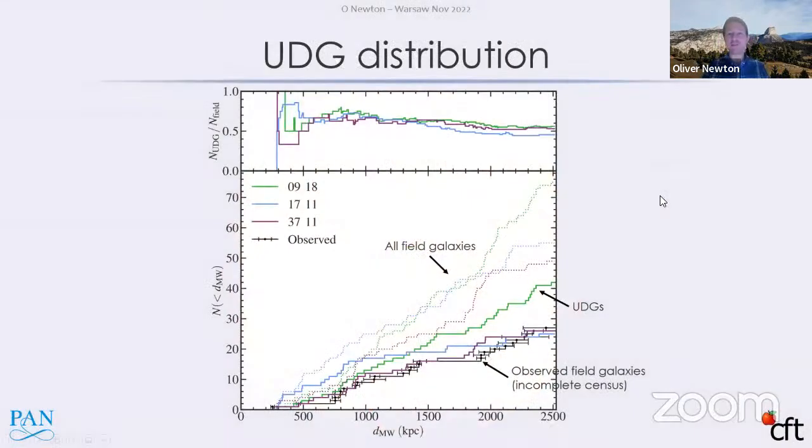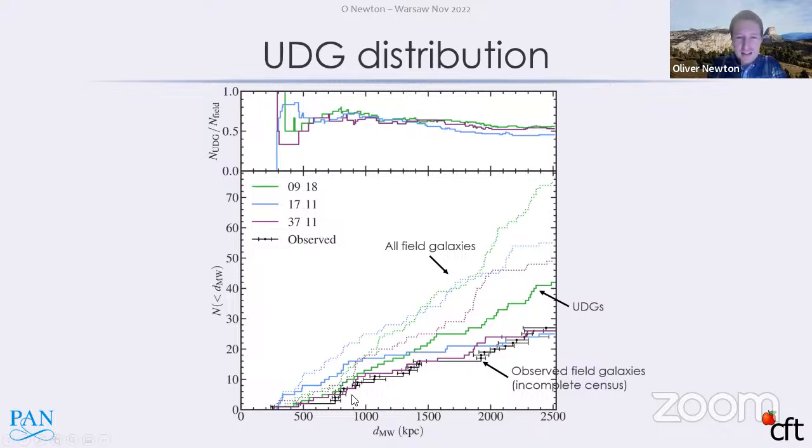So plotting this out in the cumulative distribution as a function of distance from the Milky Way analog, this is what we get. The dotted line here is the full selection of field galaxies in the same kind of stellar mass range that we're drawing the UDGs from. The UDGs that we find in the simulations are these solid lines down here, and for comparison, we've overlaid the set of observed field galaxies that have so far been observed. So this is an incomplete census at the moment, and it sits down here represented by these dotted lines and error bars.